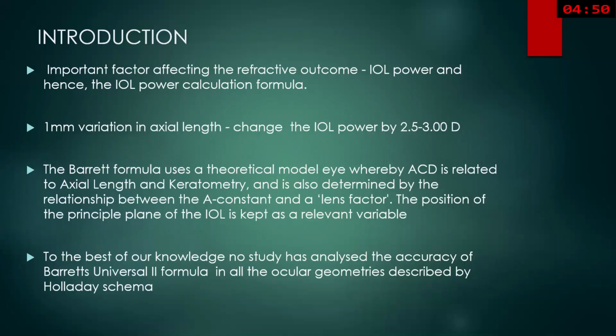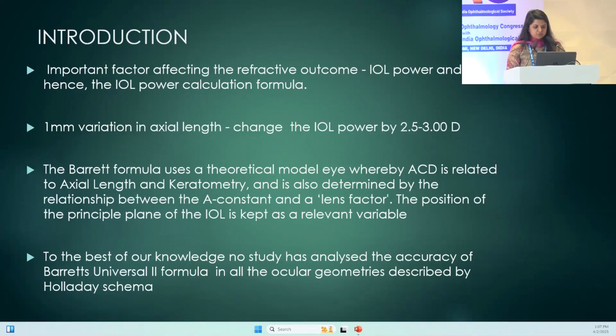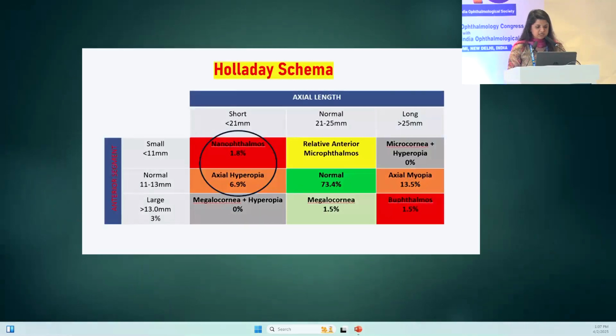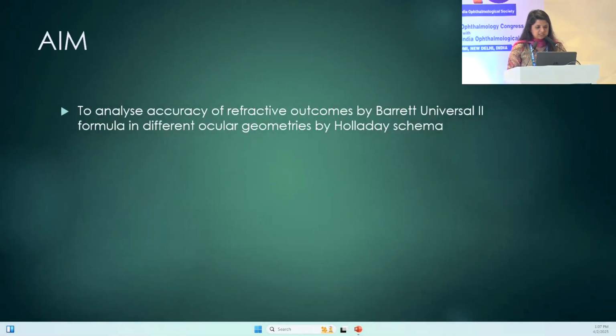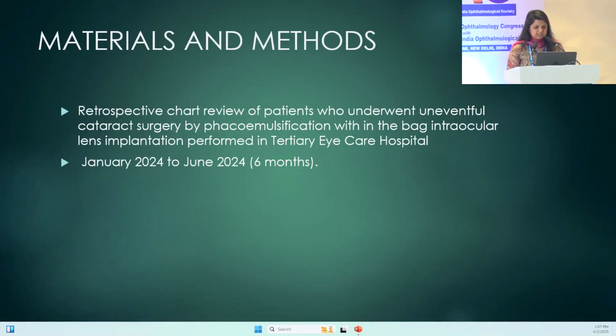The most important factor affecting the refractive outcome of a cataract surgery is the IOL power, and hence the IOL power calculation formula. 1 millimeter variation in axial length can lead to change in the IOL power by 2.5 to 3 diopters. To the best of our knowledge, no study has analyzed the accuracy of Barrett Universal 2 formula in all the ocular geometries described by Holladay schema. So this is the Holladay schema, and the aim is to analyze the accuracy of refractive outcomes by Barrett Universal 2 formula in different ocular geometries by Holladay schema.